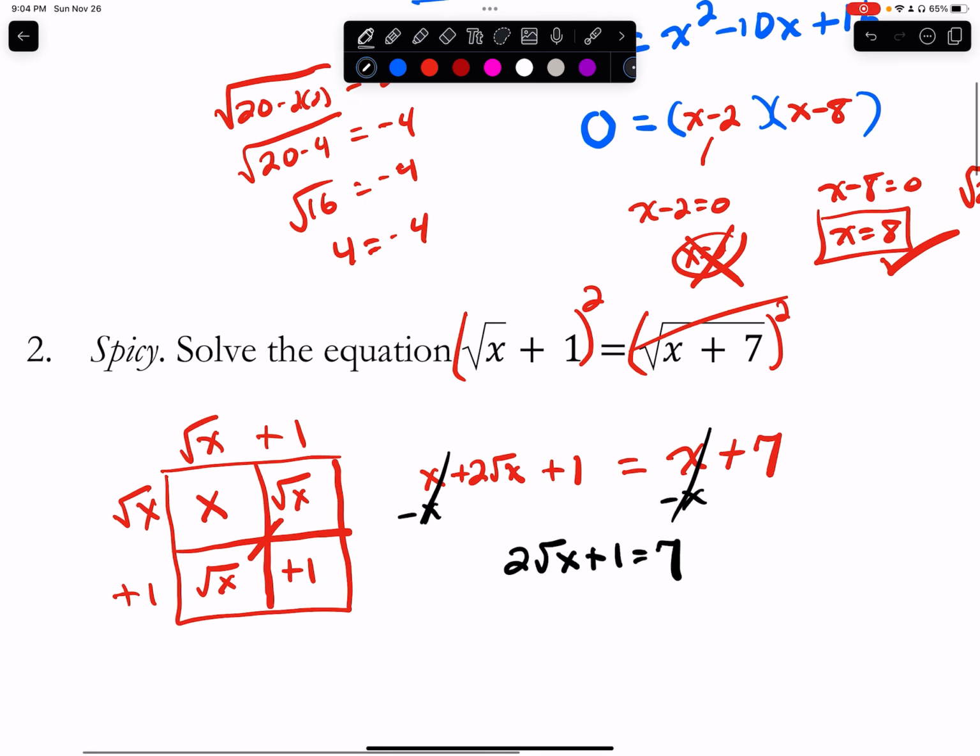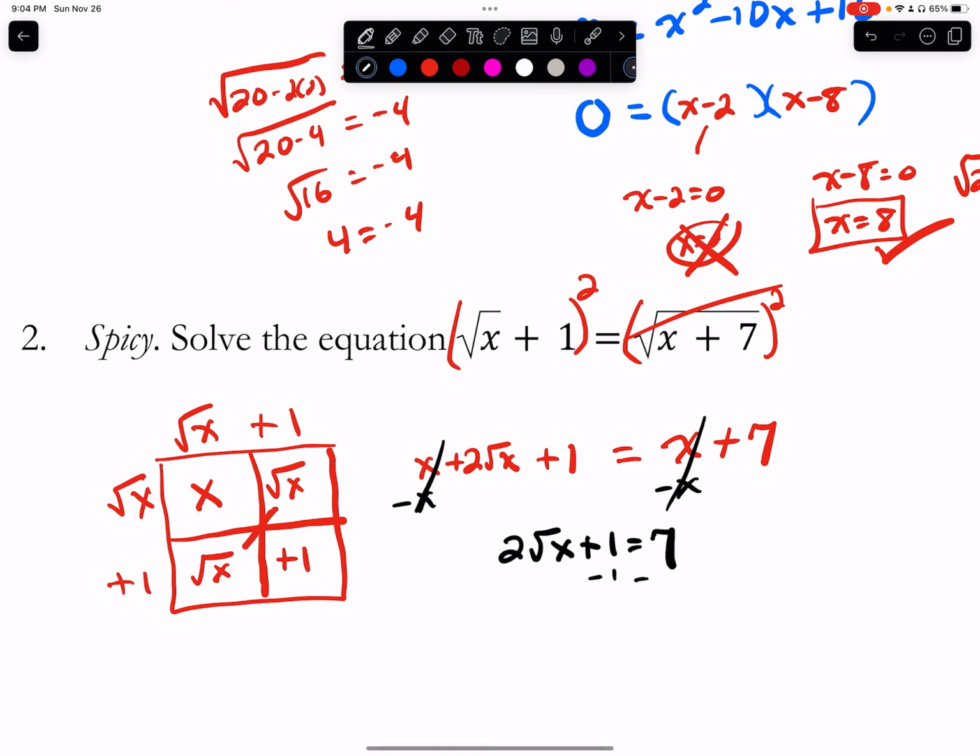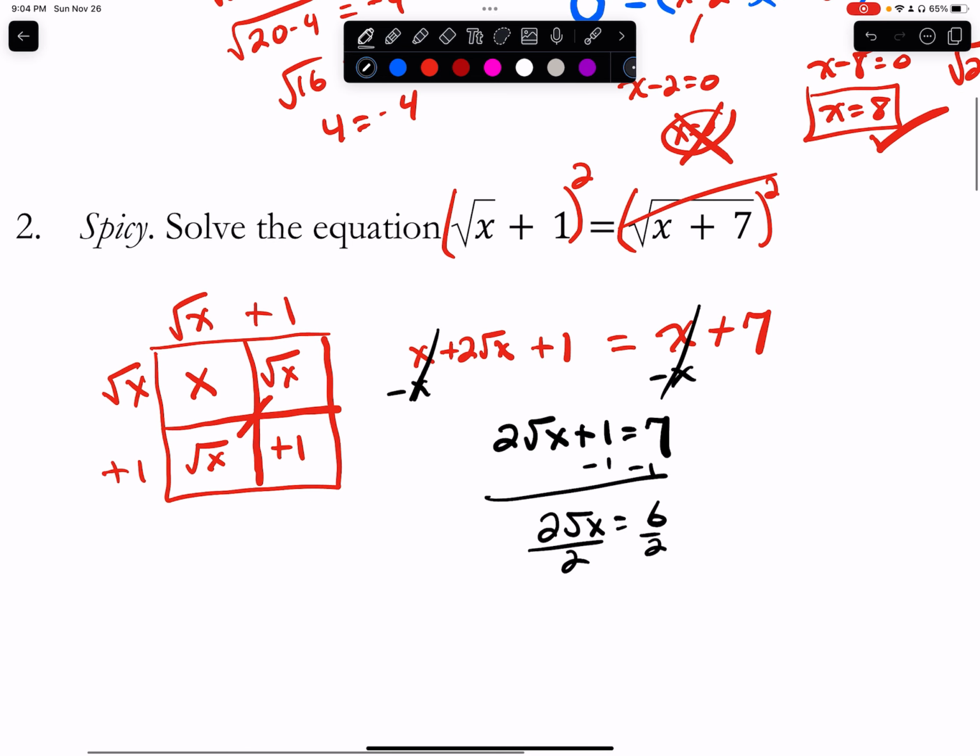Right, and now we're just solving here. So I subtract 1 from both sides. So I've got 2 radical x is equal to 6. Divide by 2, divide by 2. So I've got radical x is equal to 3. Right, and now if I want to know what that is, I'm going to square both sides. Right, so I'll square both sides. And I've got x is equal to 9.